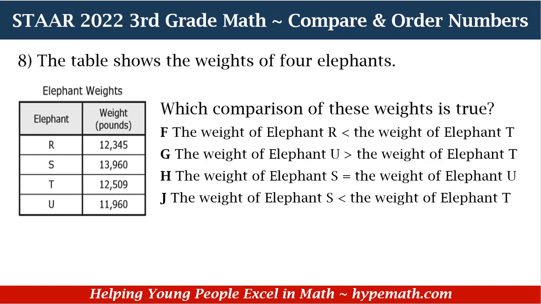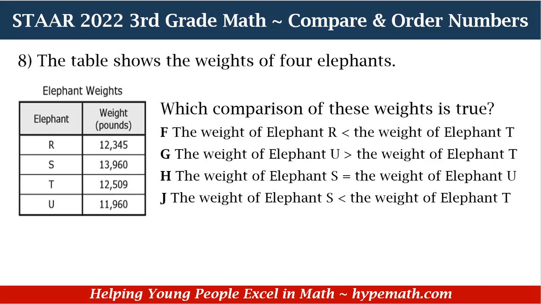So let's look at our table and look at the different elephants and also their weights in pounds. For elephant R, its weight is 12,345. Elephant S weight is 13,960. Elephant T's weight is 12,509, and elephant U's weight is 11,960.